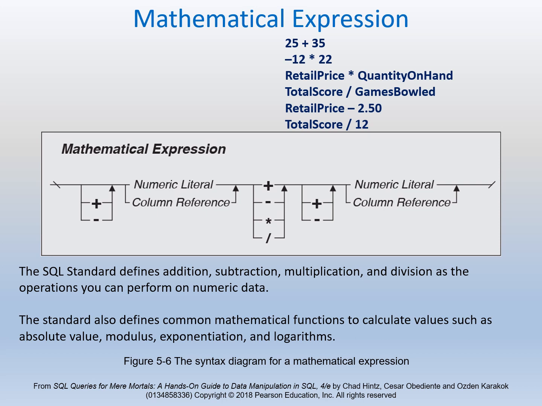These are examples here. You have two numbers, 25 plus 35. You have two numbers, negative 12 times 22. You have two columns, retail price times quantity on hand. Two columns, total score divided by games played. And then you have a column minus a numeric value, another column divided by a numeric value.